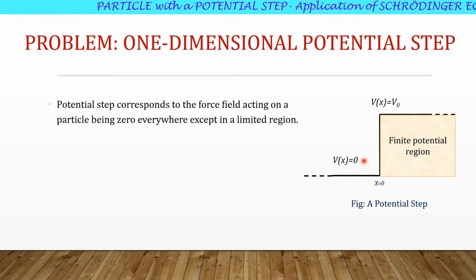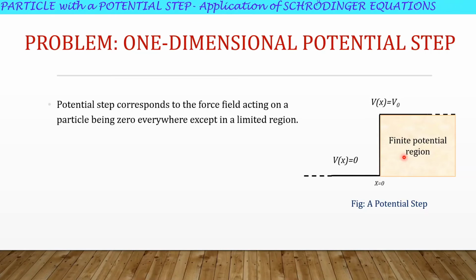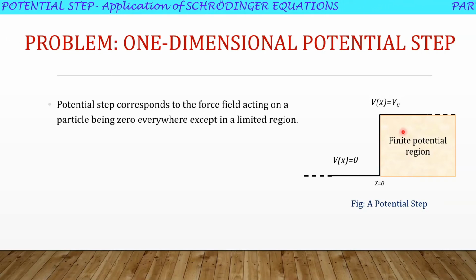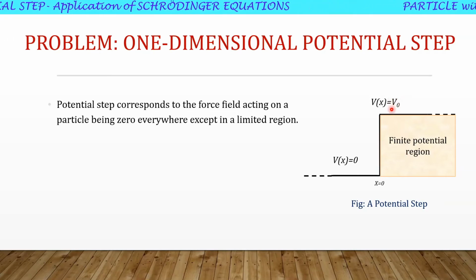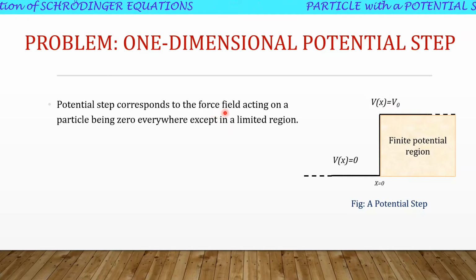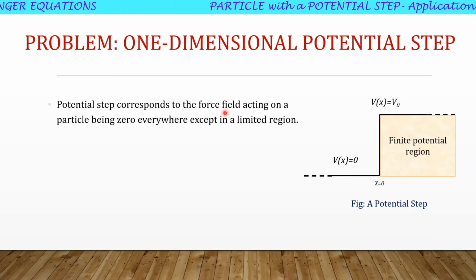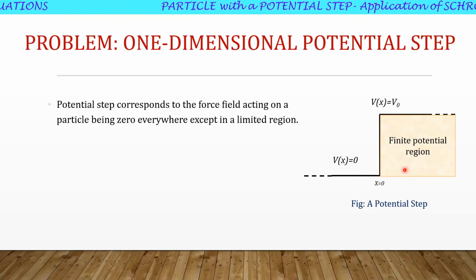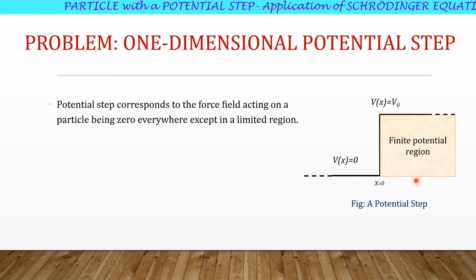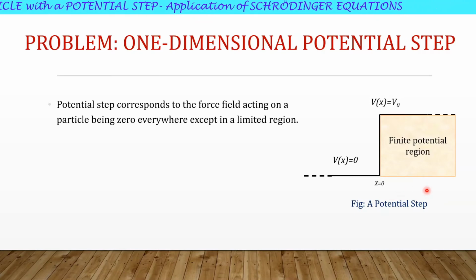This means that in order to move ahead in the next region, we have to step into a high potential region where the potential in this figure is V naught. So this problem of potential step belongs to a force field imposed on a particle which is zero everywhere except for a certain region, and in this figure this region starts from x equal to 0 in the positive x direction.